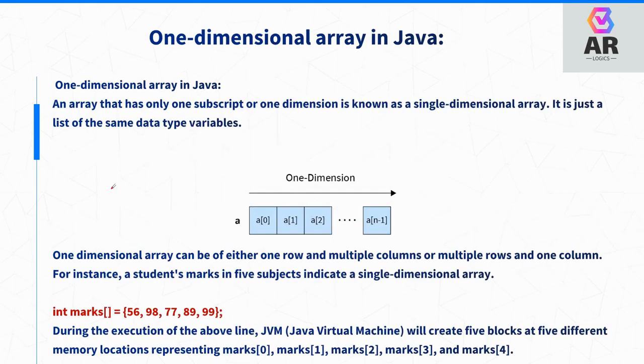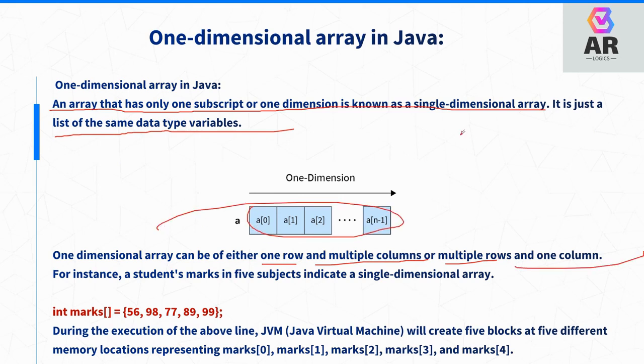A one-dimensional array is an array that has only one dimension, known as a single dimension array. It is just a list of same data type variables. A one-dimensional array can have either one row and multiple columns, or multiple rows and one column.